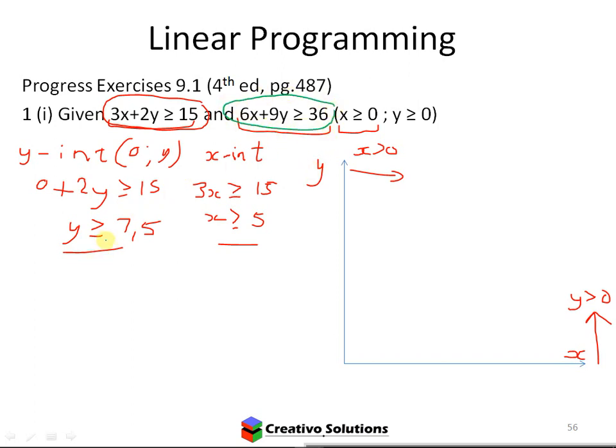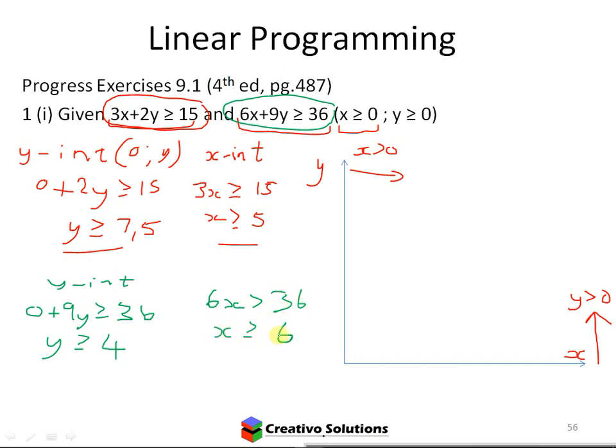So y-intercept, make x 0. If x is 0, I'll have 0 plus 9y greater or equal to 36, so y greater or equal to 4. That's the y-intercept. Now I need to do the same thing for the x-intercept. How do I get the x-intercept? Make y 0. So 6x greater or equal to 36. x is greater or equal to 6. So there are my intercepts.